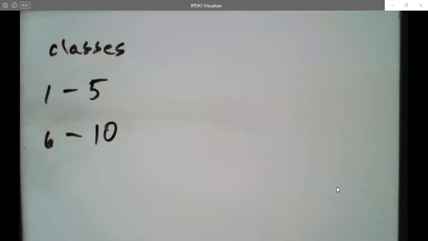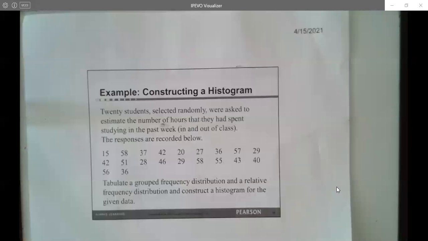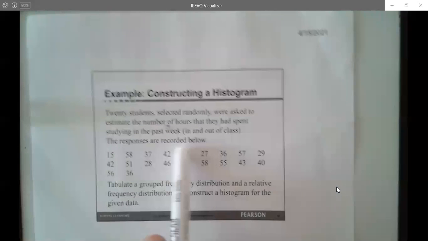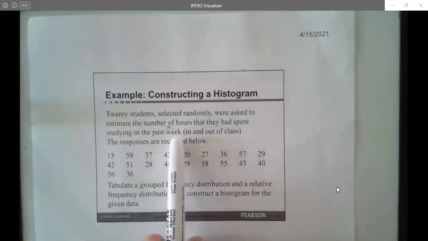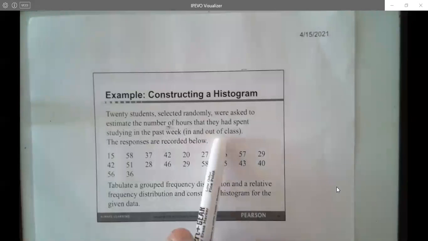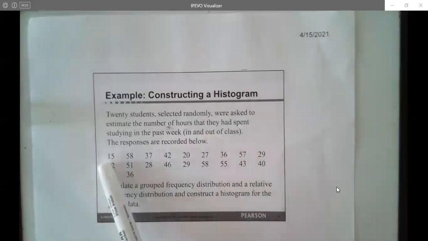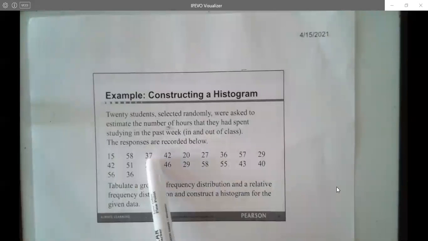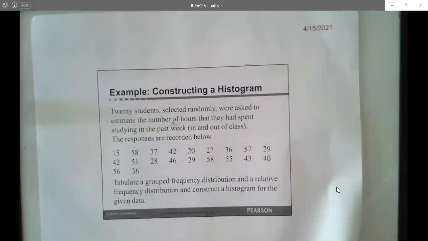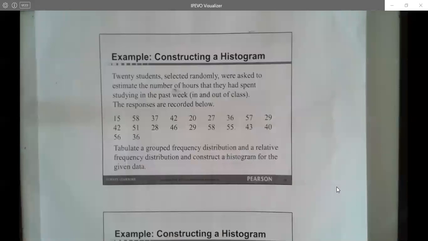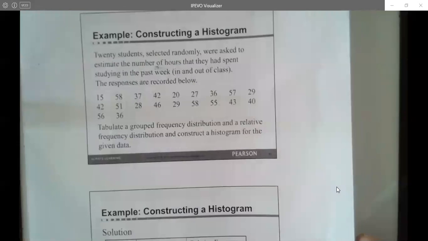Okay, so let's take a look at a problem. Here we have 20 students selected at random who were asked to estimate the number of hours they had spent studying in the past week. Responses are recorded. And so we have one student who studied 15 hours, another one studied 58, another one studied 37, and so on. Tabulate a group frequency distribution and relative frequency distribution and construct a histogram.